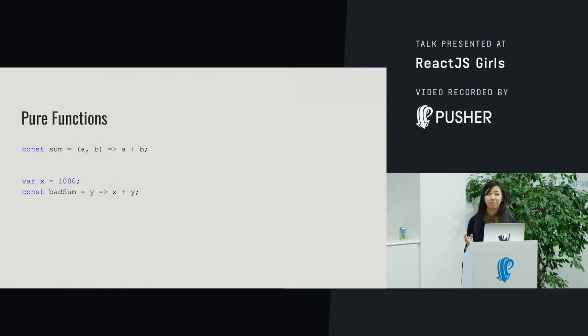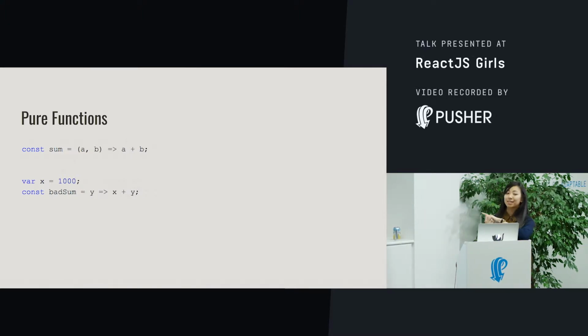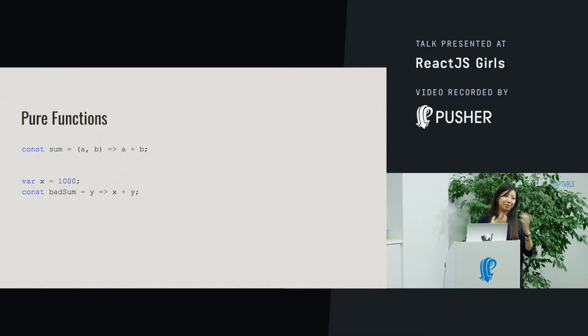This is an example of an impure function. So you've got x, where I've introduced shared state. Someone could come along and change the value of x, and then if someone else tried to use the bad sum function, they wouldn't really understand what's going to come out of it.